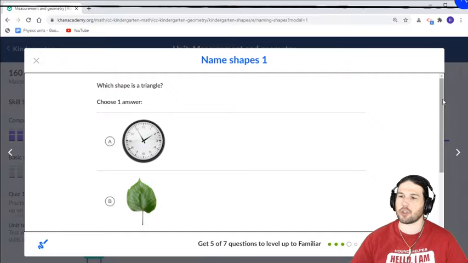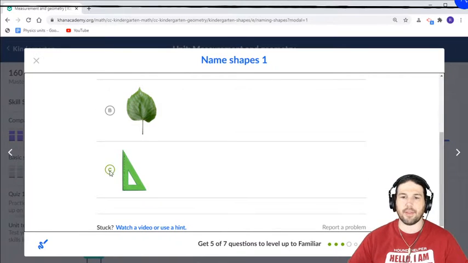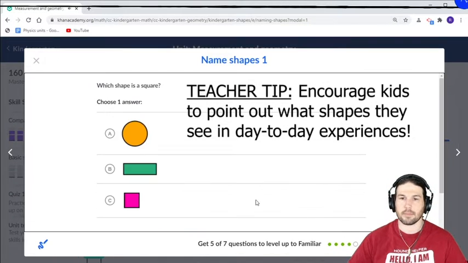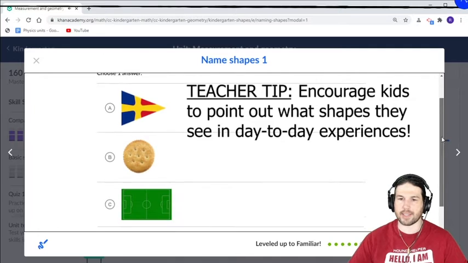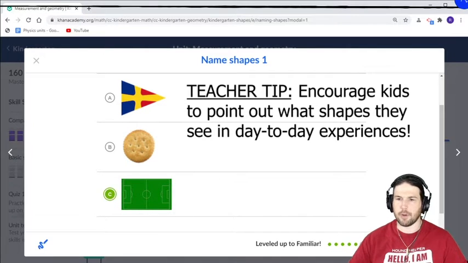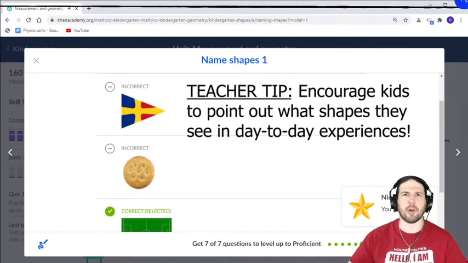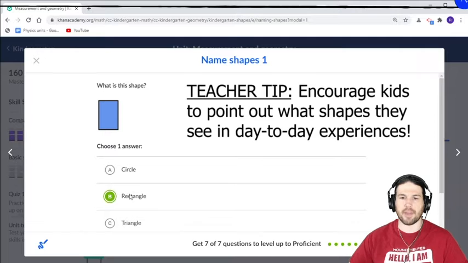Which shape is a triangle? Well, that is a triangle. Which shape is a square? The pink one. Which shape is a rectangle? The football field. Yeah, I said football and not soccer. Deal with it, Americans. Fellow Americans. What is this shape? That is a rectangle.